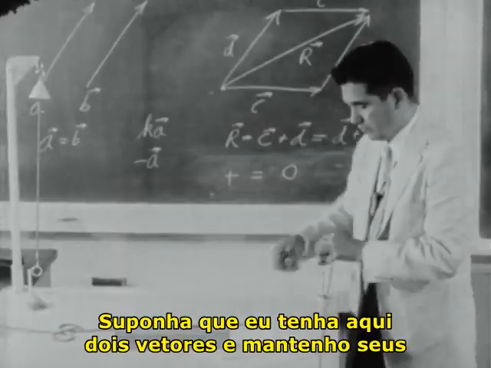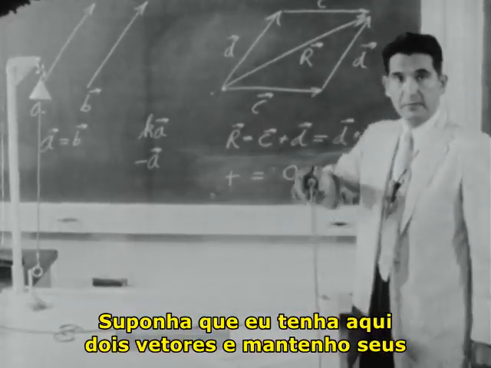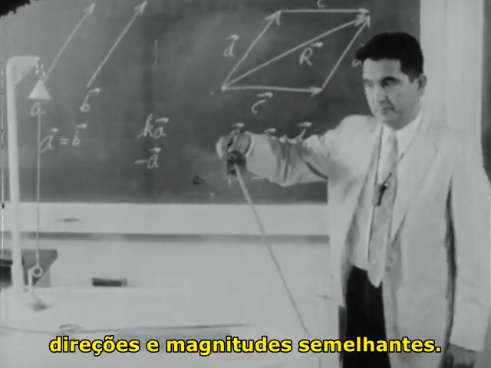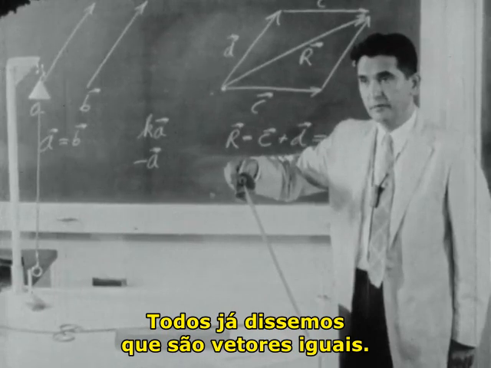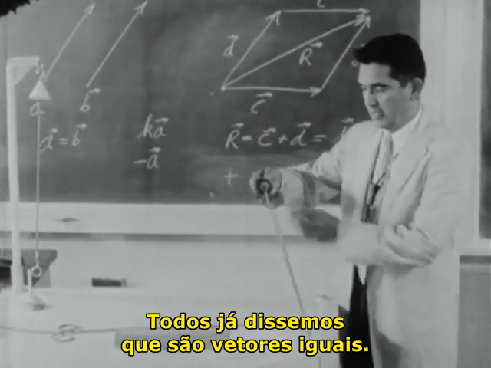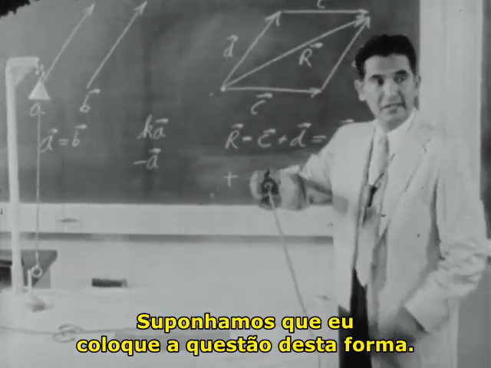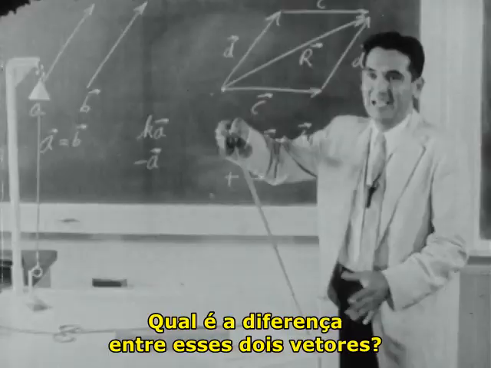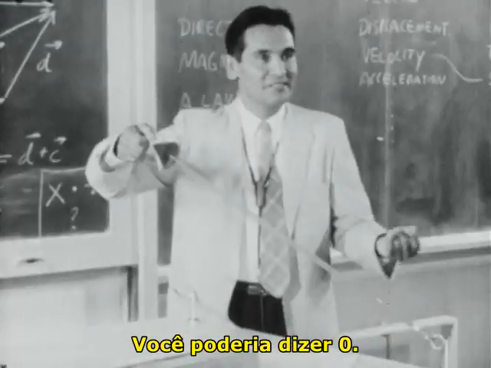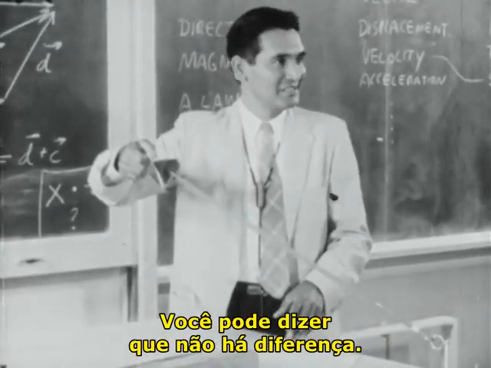Suppose I have here two vectors, and I keep their directions and magnitude alike. Well, we've already called them equal. We've already said that they're equal vectors. Suppose I pose the question this way, though. What is the difference between these two vectors? How would we answer this? You could say 0, you could say there is no difference.